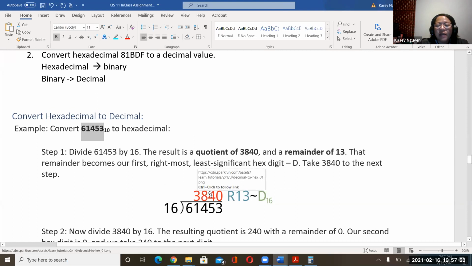So if I take this 61,000 and divide it by 16, I would have the quotient 3840, right? It would have a remainder of 13. And this 13 represents D in hexadecimal. Remember A, B, C, D, right? D. I'm not done. I would take 3840 again and divide it by 16 again. Next step.